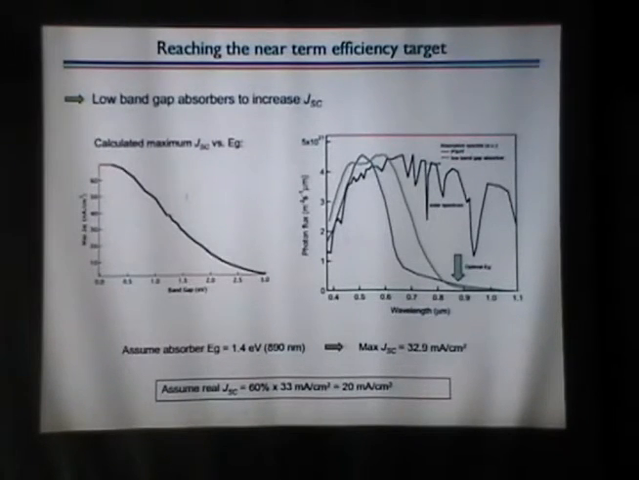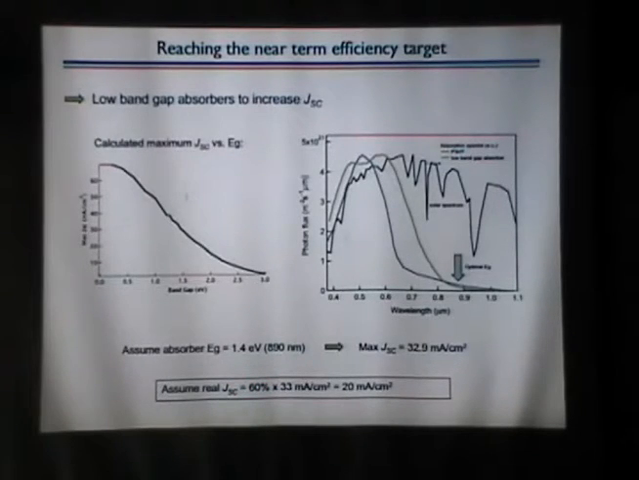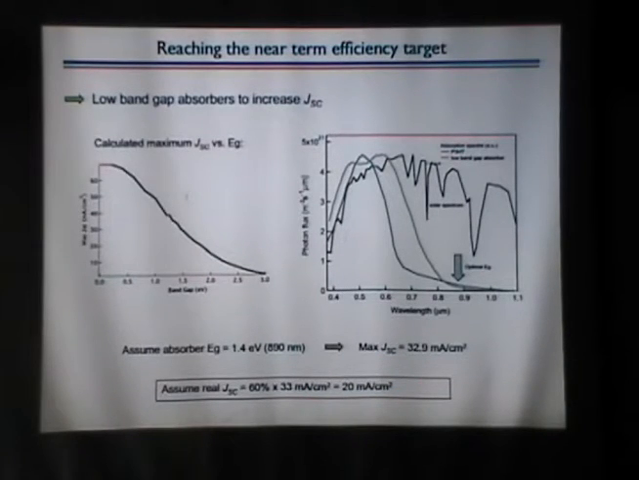Then if we were able to harness all of those carriers, 1.4 eV gives you about 33 milliamps per centimeter squared. But let's take a realistic number and say we can get 60% of those. This number is not arbitrary; in the P3HT device, we get about 60%. So let's use the same ratio here. 60% times 33 would give us 20 milliamps per centimeter squared. Should be an achievable number for a current.